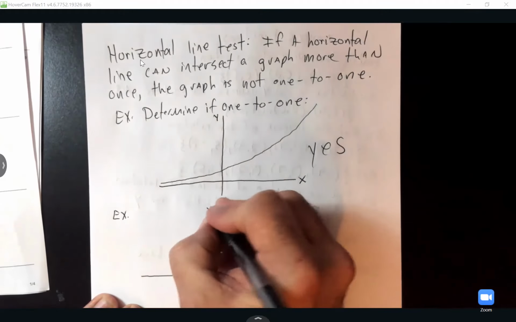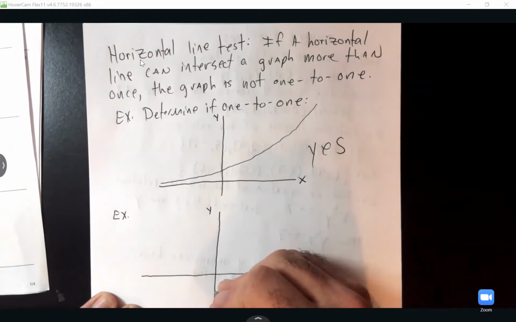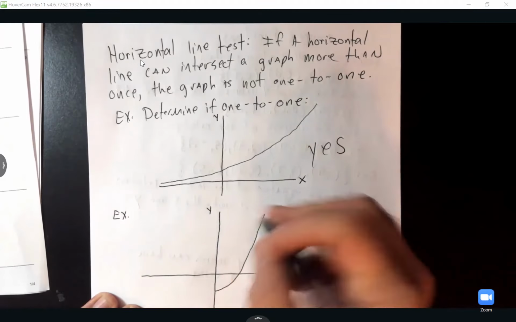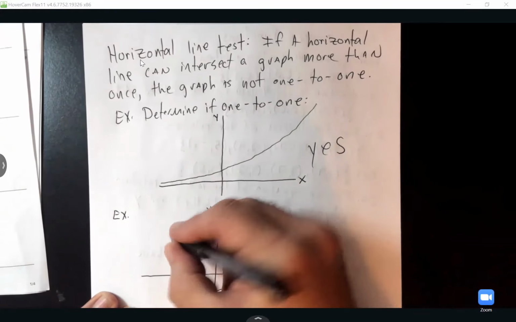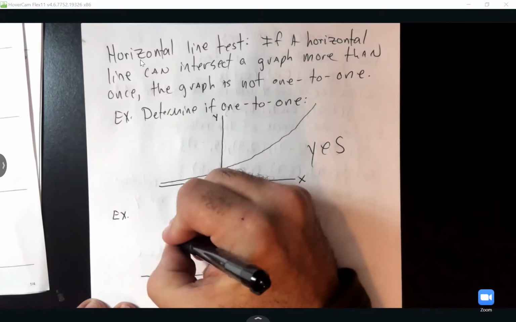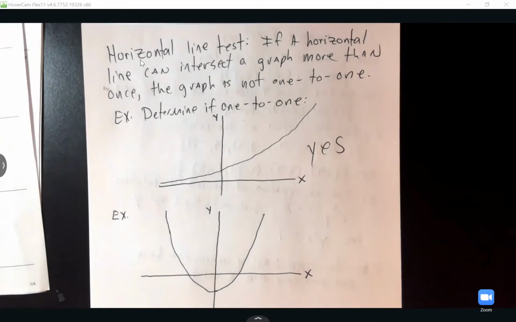All right, next I'll draw a parabola. Remember, my parabola is sort of curved up each side. No. All right, so let me see.